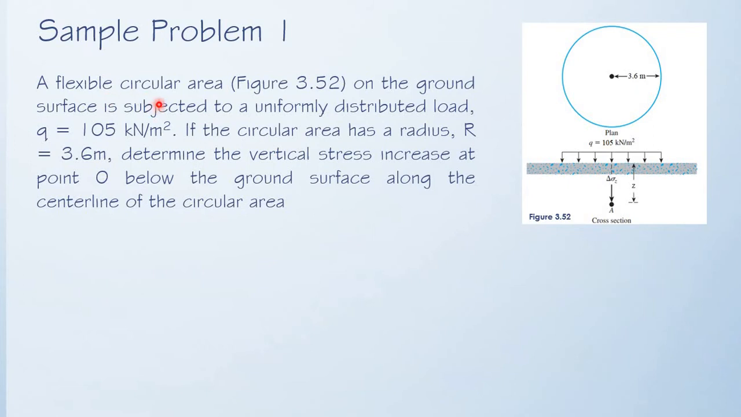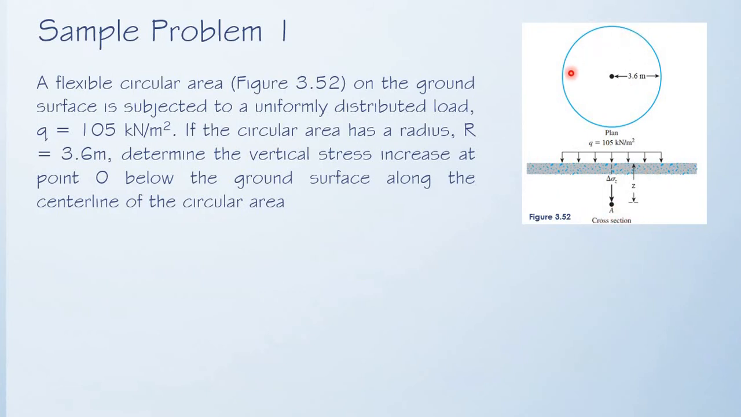A flexible circular area on the ground surface is subjected to a uniformly distributed load. Q is equal to 105 kilonewton per meter squared. If the circular area has a radius R, which is equal to 3.6 meters, determine the vertical stress increase at point 0 below the ground surface along the center line of the circular area. In the figure, we see here the plan view. The figure above is a plan view, and the figure below is the cross section.